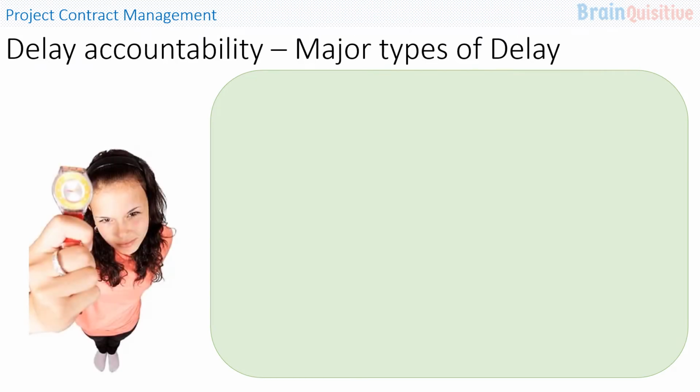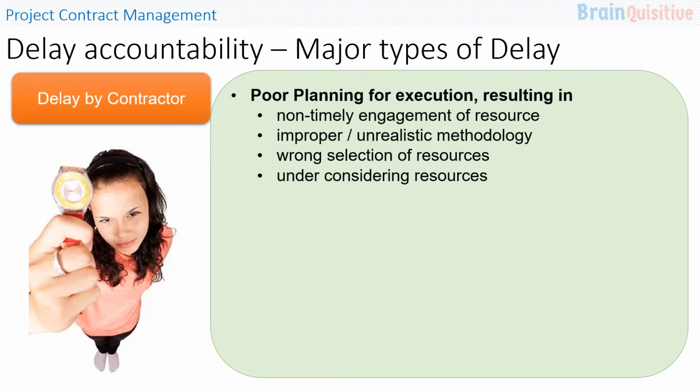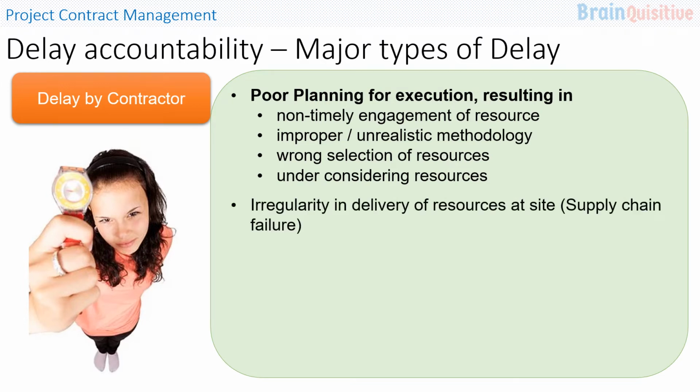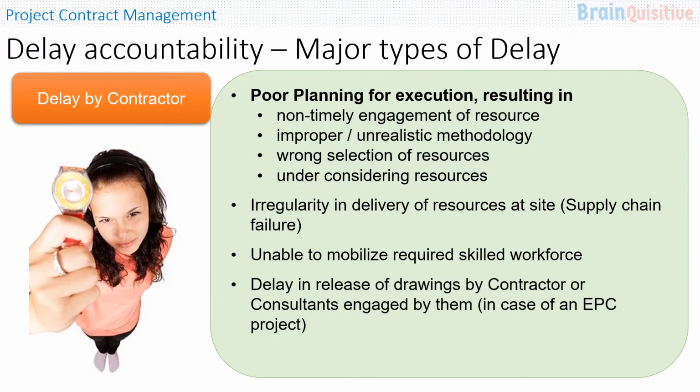Major types of delay by the contractor are poor planning for execution, resulting in non-timely engagement of resources, improper or unrealistic methodology, wrong selection of resources, and under-considering of resources. Irregularity in the delivery of resources at site, which is a supply chain failure, unable to mobilize required skilled workforce, and delay in release of drawings by contractors or consultants engaged by them in case of an EPC project. Construction error and rectification also account for delay in a construction project.